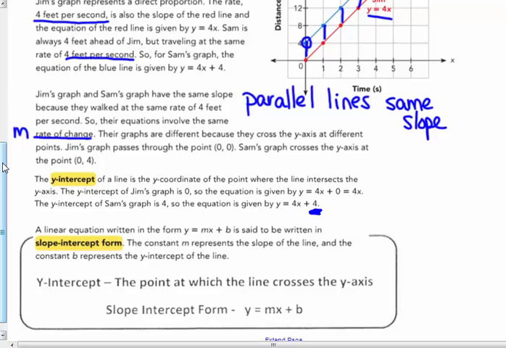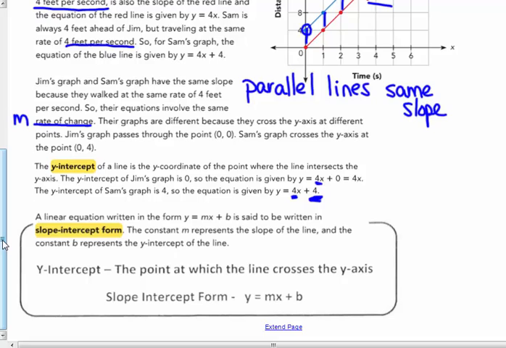There's his y-intercept. 4 is their rate of change, up 4 and over 1. Go up 4 feet in 1 second. So their m is 4, and Sam's y-intercept is also 4.